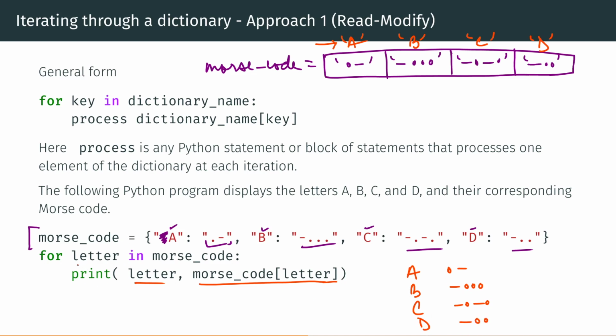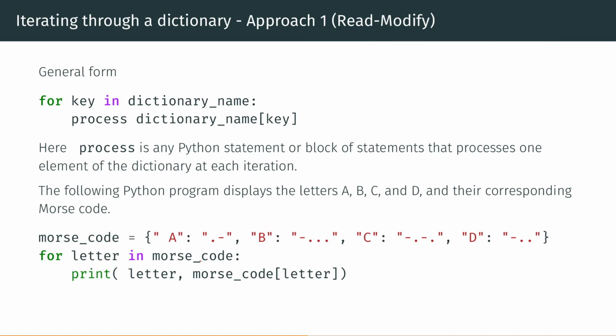So for every letter in Morse code, and the letter is the key, so the keys are A, B, C, and D. So for every key, print the key, which is A, and then Morse code of that key, which means the value in that dictionary associated with that key. In this case, the value associated with A is dot dash, right? And the value associated with B is dash dot dot dot, right? So on and so forth. So that's how we access all the elements in a dictionary.